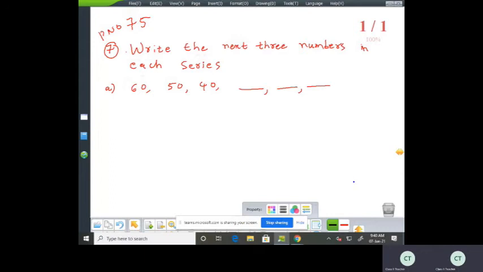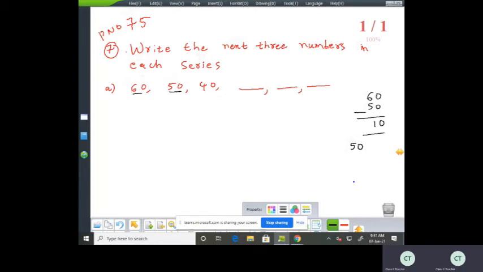See, the given numbers are 60, 50, 40. Actually, these numbers are in descending order, meaning decreasing. First number is 60. Second number is 50. What is the difference between 60 and 50? Difference means subtraction. 0 minus 0, 0. 6 minus 5, 1. 60 minus 50 is 10. Here 10 is decreased.